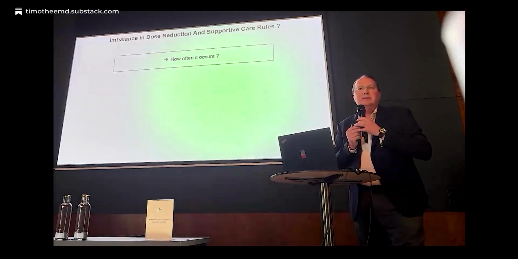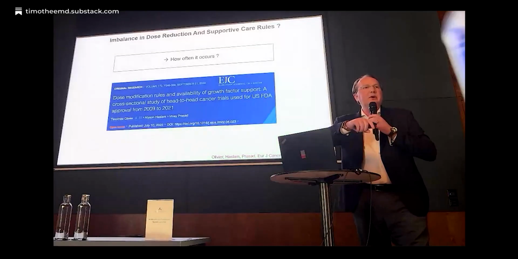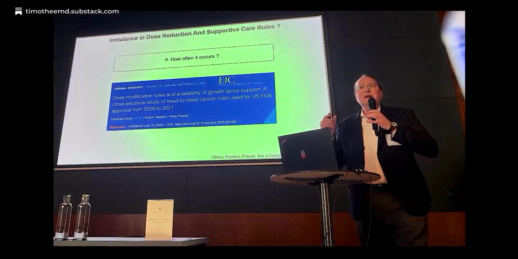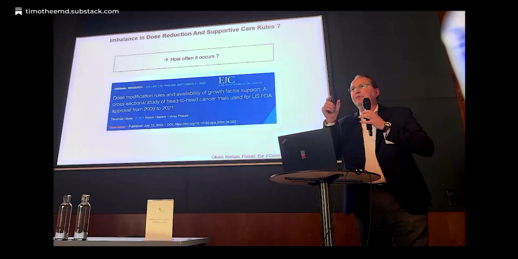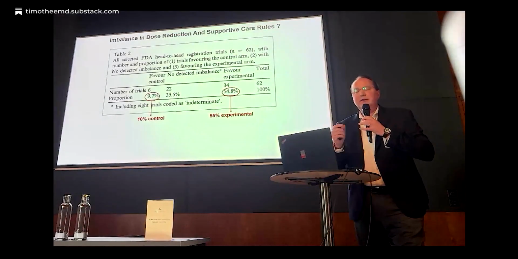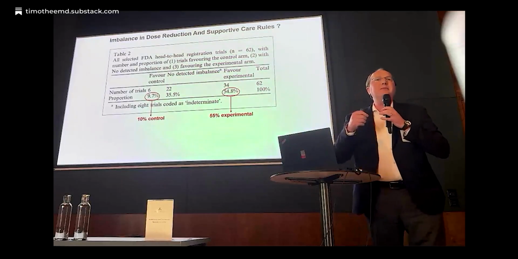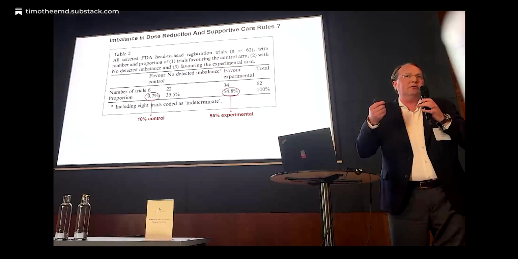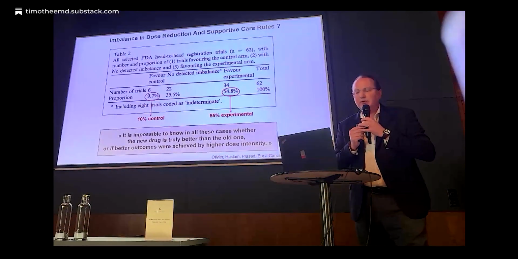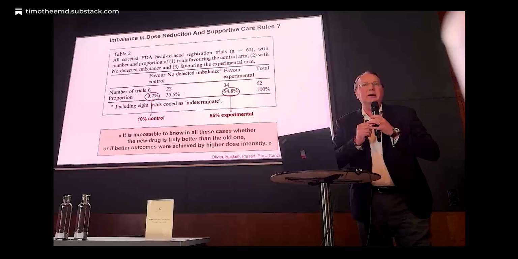Again, you can say, okay, Timothée, you have taken one example like that. We studied this comprehensively over more than a decade of FDA-approved drugs, and basically we selected all trials where we could compare the dose modification rules and G-CSF rules. What we found was that in 55% of trials, the rules were favoring the new therapy, and in only 10% were they favoring the old therapy, the control arm. So our conclusion is that in those cases, it was impossible to know whether the new drug was truly better or if the outcome was achieved by higher dose intensity.